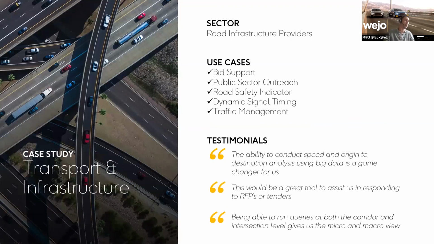The second is an area where we see a lot of traction and a lot of growth, which is transport and infrastructure. This very much keeps with your civil engineering firms and your traffic modelers. The types of use cases we're looking at here are things like dynamic signal timing, traffic management, and ITS models. The feedback that we had here was that being able to conduct speed and origin destination analysis using big data was a game changer. Because we are capturing the speed every 3 seconds, you're essentially able to model out and map an entire signalized corridor where that wasn't possible before.